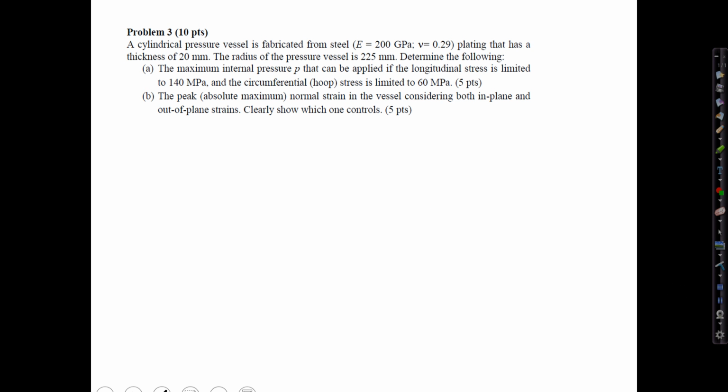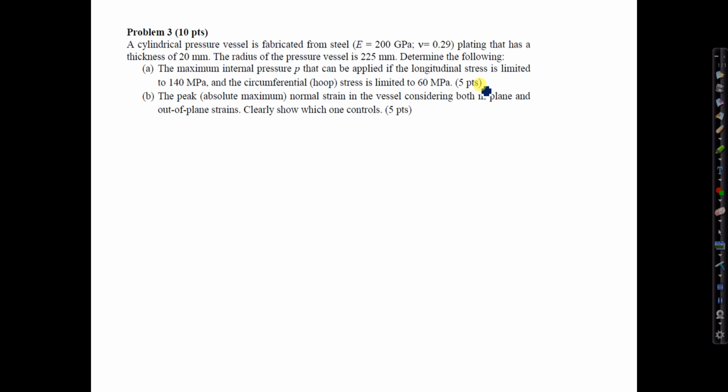We present the solution to problem 3, which appeared on exam 3 in fall 2014. The problem statement reads, a cylindrical pressure vessel is fabricated from steel plating that has a thickness of 20 millimeters. The material properties are given as E, 200 gigapascals, and Poisson's ratio 0.29. The radius of the pressure vessel is 225 millimeters.